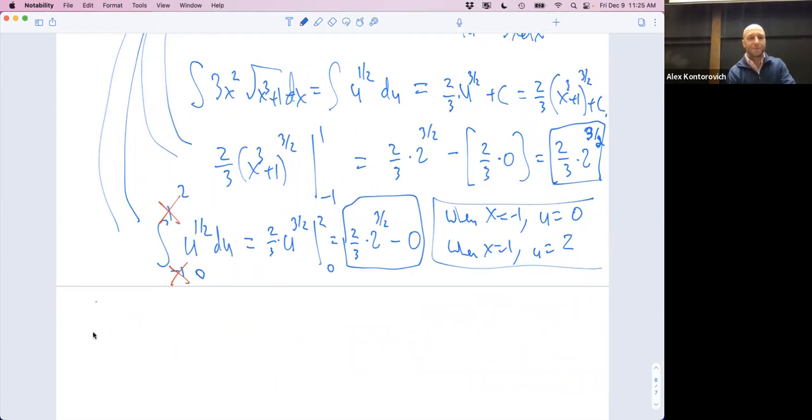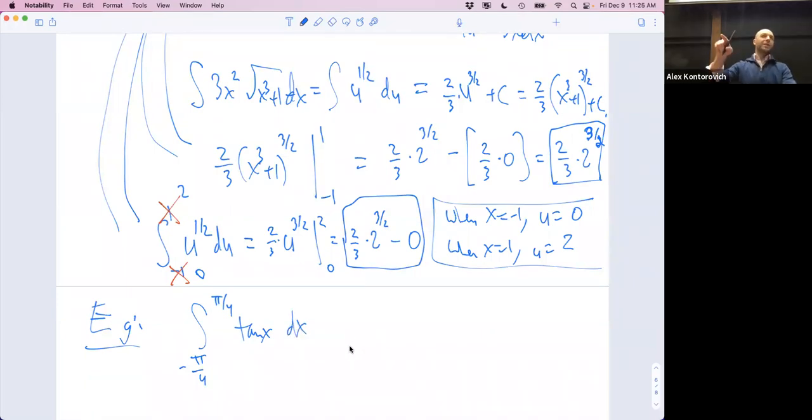Okay, here's an example. Integral from -pi/4 to pi/4 of tan x dx. We already know an antiderivative for tan: log absolute value of secant. But let's forget that. Let's rederive it if we like. This is an integral from -pi/4 to pi/4 of sine x over cos x dx.